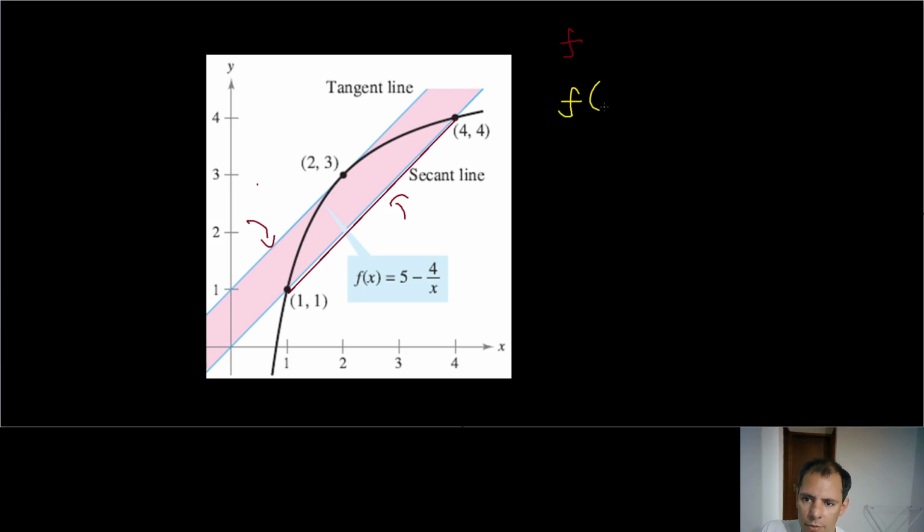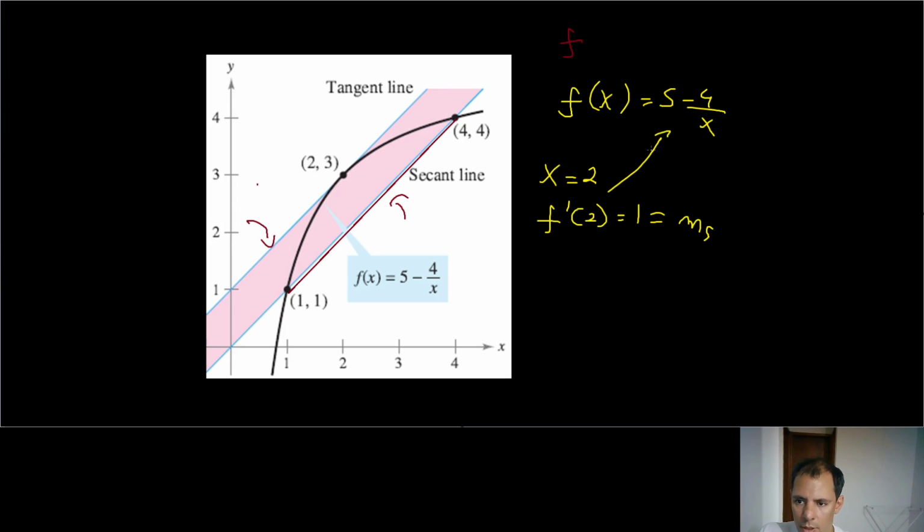The function is f of x equals 5 minus 4 divided by x. I had discovered with those calculations that x equals 2 was going to be the x where the derivative was going to be equal to 1, which equals the slope of the secant, okay? Well, if you replace this 2 in this formula here, what do you have?